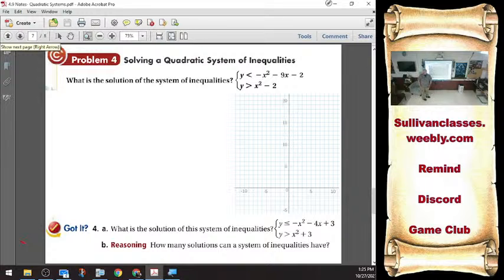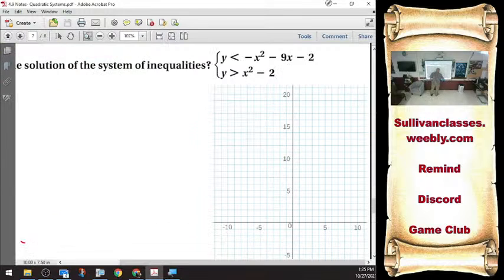Y'all remember how to graph? What's different about graphing now? Instead of solid or dotted lines, now it's solid or dotted parabolas. And I have to shade. First one.